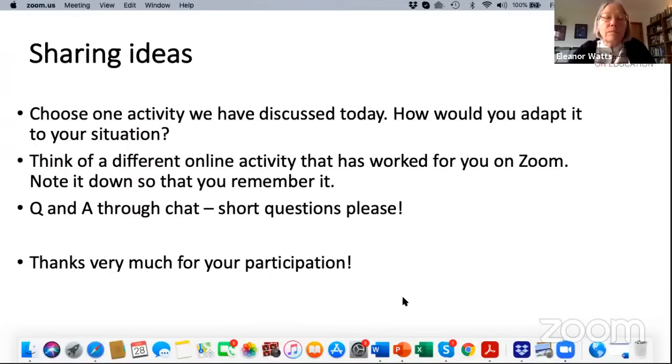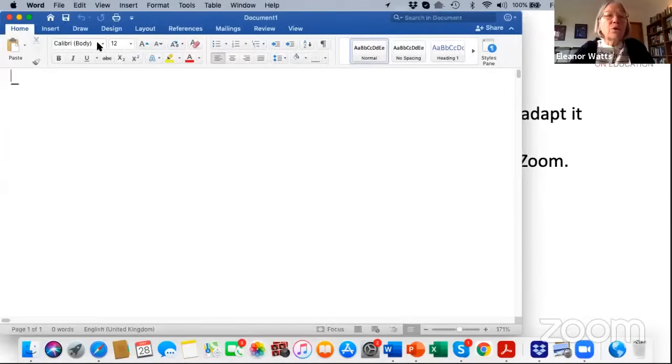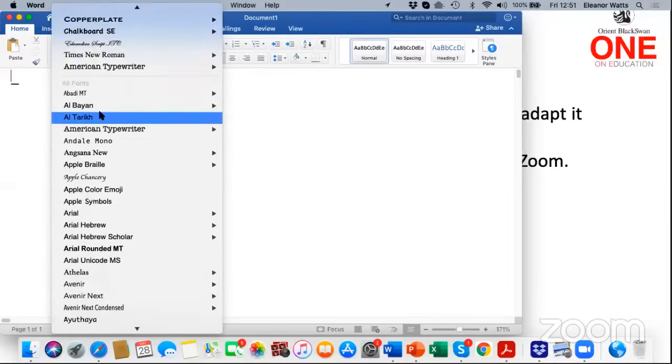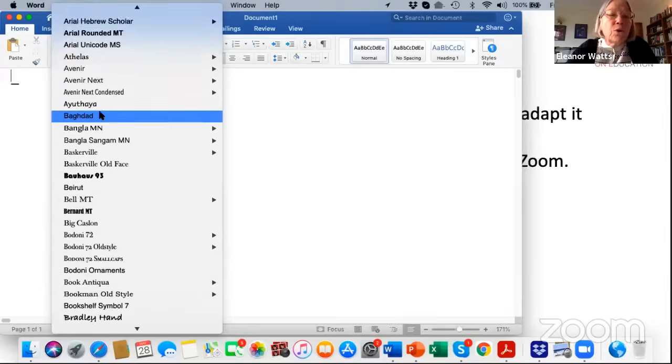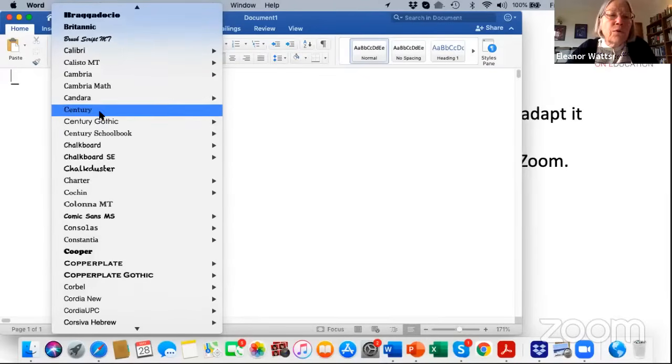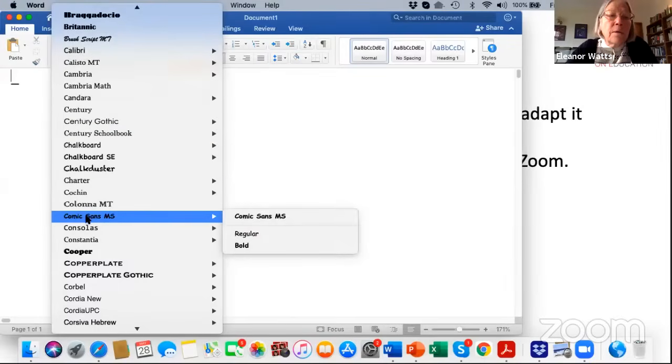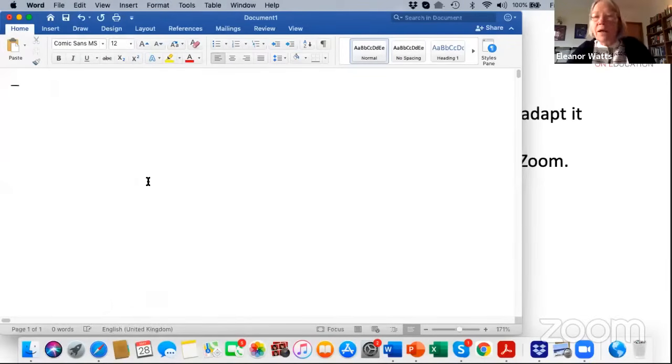So, for example, if I share my screen now and we're writing a story, wait a minute. Can you see a blank document there? Yes. I would choose a font. I'd choose a good primary font, such as Comic Sans, if you've got that on Word, because it's got the right kind of A and the right kind of G.